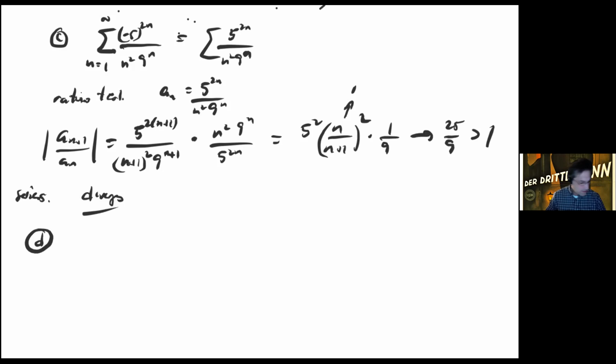What is D? D is summation of minus 1 to the n minus 1 over n cubed. This is actually not a series with positive terms anymore. It's an alternating series.